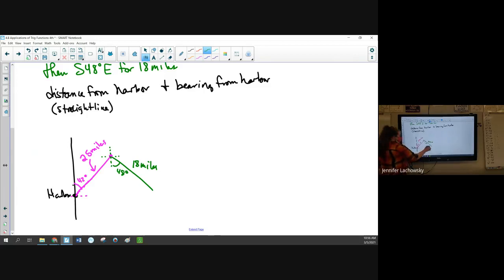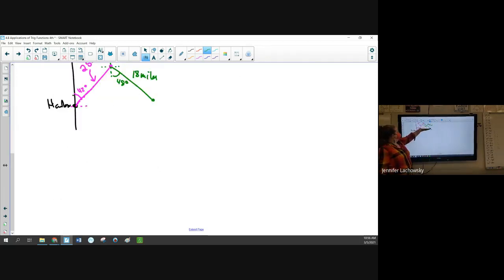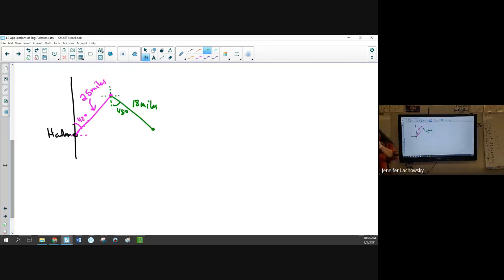Now depending on the way that you drew this, this point right here looks like it could be either above where the harbor is or down below, right? Depending on your comparison of the 25 and 18, because we're just drawing. So that'll be interesting to see how that plays out. My question is, how far is the boat from the harbor? We're trying to figure out that length right there.